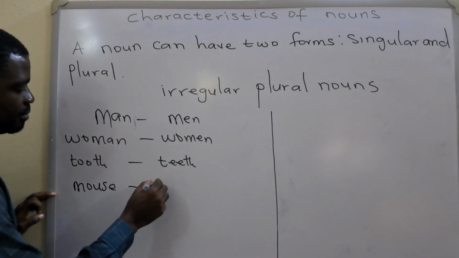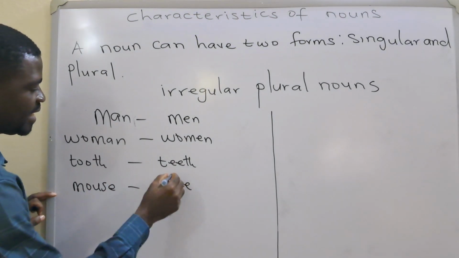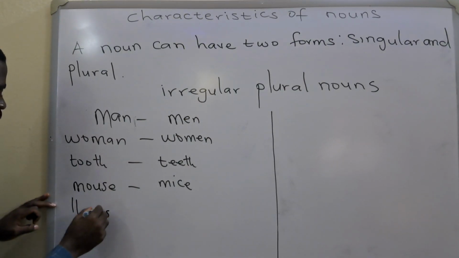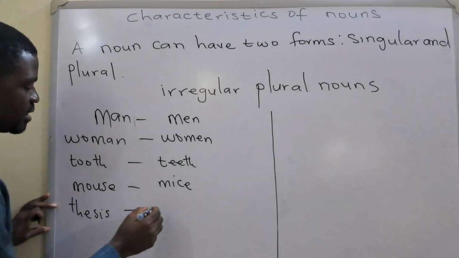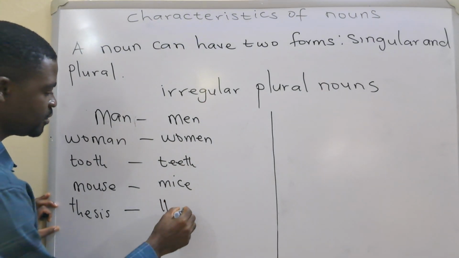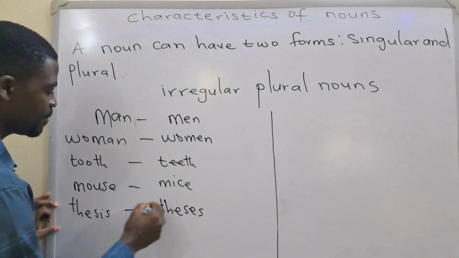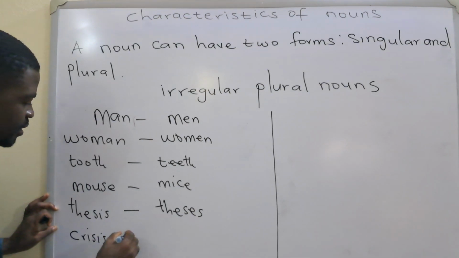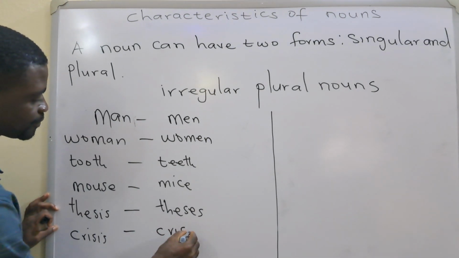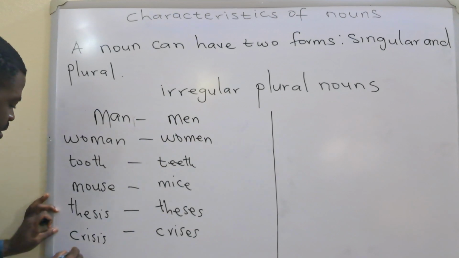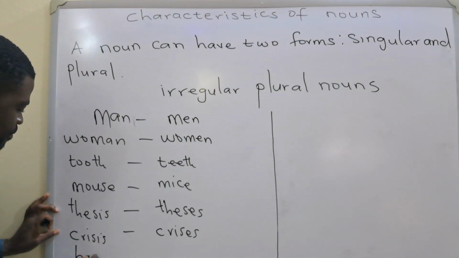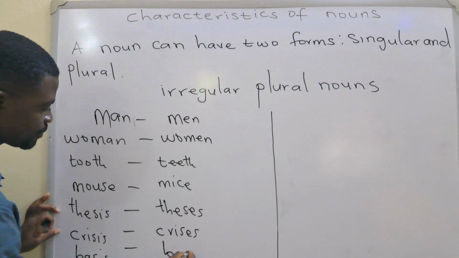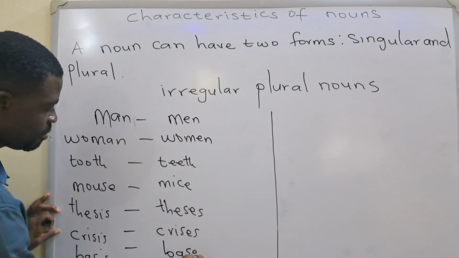Mouse becomes mice. Faces. If you have faces, this will change to faces. You have crisis, change to crises. Basis will change to bases.